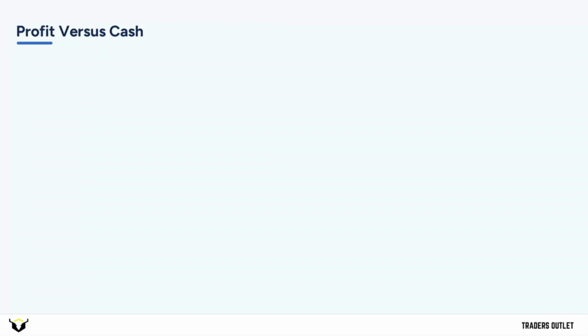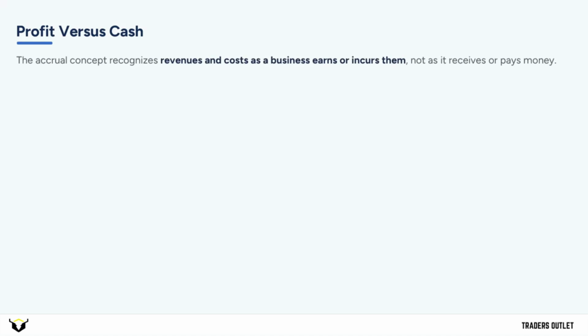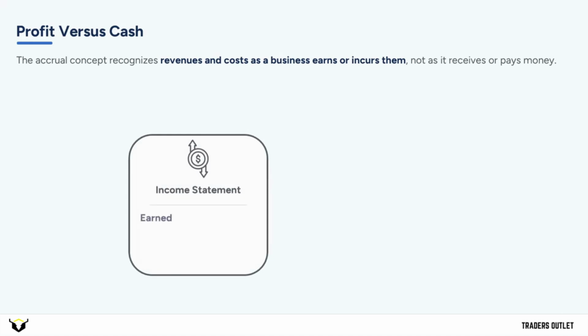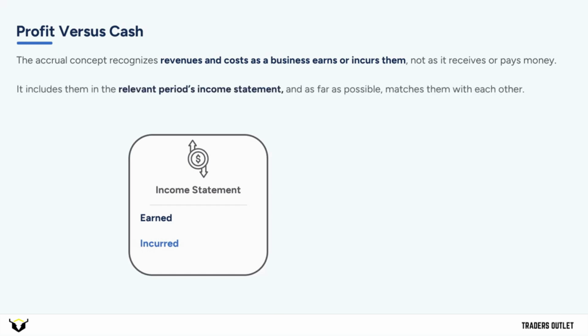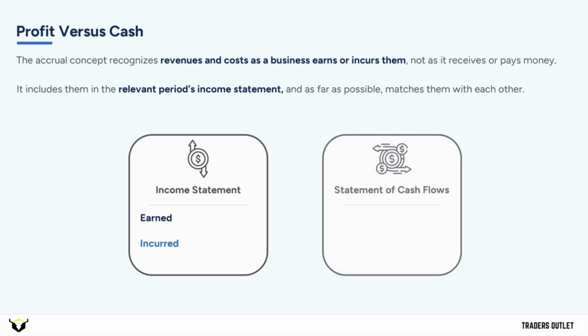One of the most important concepts that I want to take you through is to really explain the difference between profit and cash. Critically, profit and cash are not the same thing. At the beginning of the course, we learned about prepayments and accrued expenses. The accrual concept requires a business to recognize revenues and expenses on the income statement as it earns or incurs them, not when it either receives or pays cash, as we saw. Now, the cash flow statement, on the other hand, looks only at when cash is paid or received.